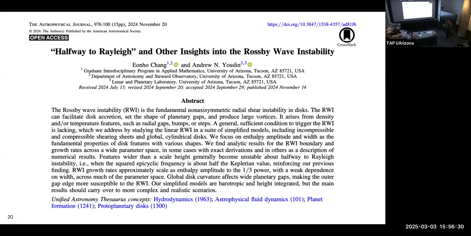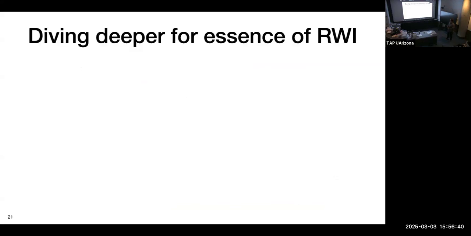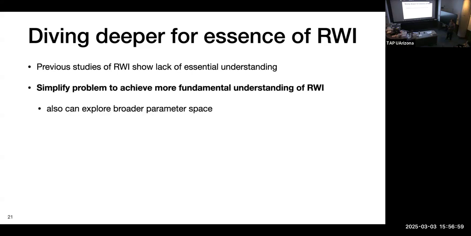And now I move on to this second study, on the Rayleigh criterion. It was published last year. Basically, this is about taking one step further what we did here. Other people have studied RWI, but they didn't provide the general criterion for triggering the RWI. So the purpose of this study was: maybe we can simplify the problem and get the general necessary and sufficient criterion for RWI. And another part of simplifying the problem is that you can explore a broader parameter space.